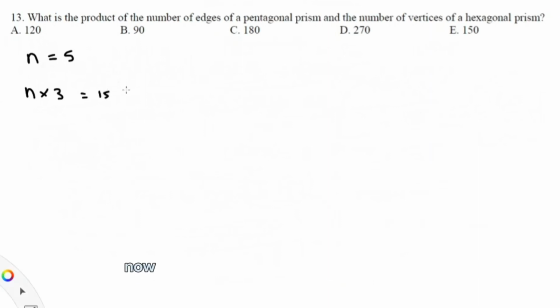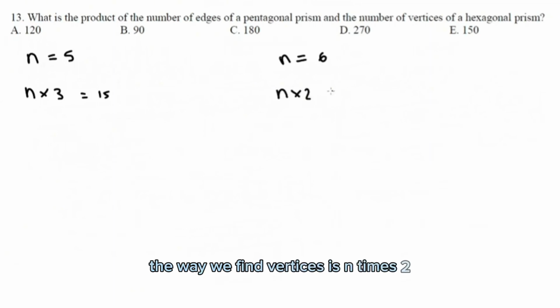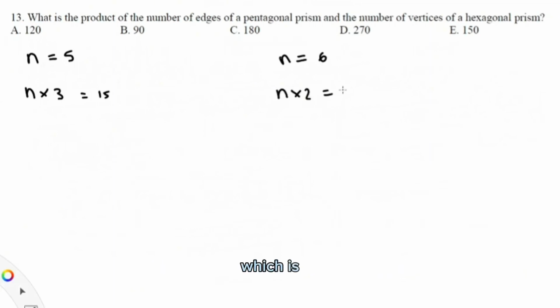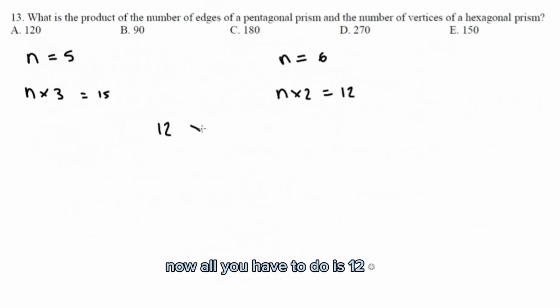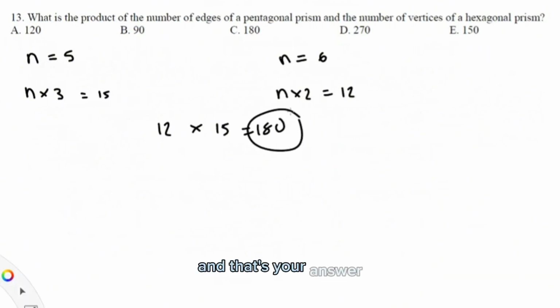Alright, now with the vertices of the hexagonal prism. So a hexagon has 6 sides, so n equals 6. The way we find vertices is n times 2, which is 12. Now all we have to do is 12 times 15, which is 180, and that's your answer.